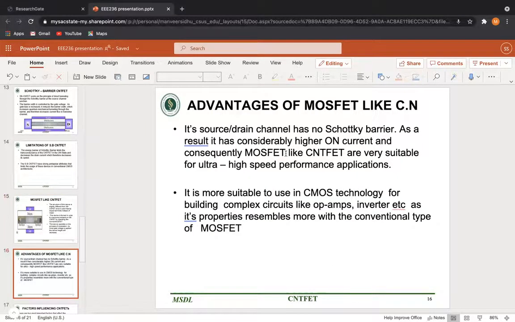Advantages of MOSFET-like carbon nanotubes. Its source drain channel has no Schottky barrier. As a result, it has considerably higher on current, and consequently this type of CNTFET is very suitable for ultra high speed performance applications. It is more suitable to use in CMOS technology for building complex circuits like op-amps, inverters, etc., as its properties resemble the conventional type of MOSFET and it behaves like that.